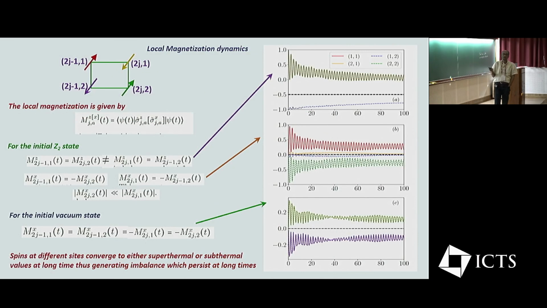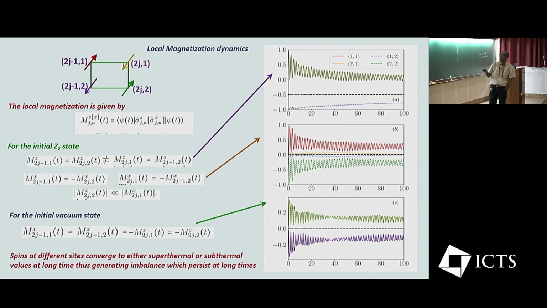But the second thing, which is really interesting, is this local magnetization dynamics. Here I take a given plaquette of this ladder, and these are the indices of the sites. So this is the (2j minus 1)th site of the first leg, the 2jth site of the first leg, the 2jth site of the second leg, and the (2j minus 1)th site of the second leg. I study this local magnetization at every site for both the longitudinal and the transverse component. It seems that spins at different sites converge to either superthermal or subthermal values at long time, and this is the key to generating imbalance in these systems.